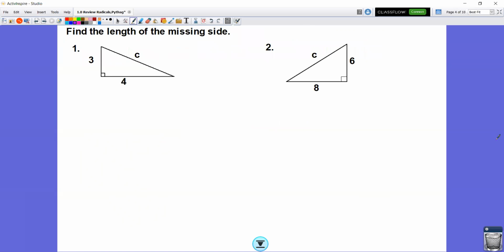Okay, so make sure that you're paying attention. We're not always going to be looking for the hypotenuse, which is the longest side of the triangle. That's right here, side C. But in these 2 examples, we are. So just make sure we're setting it up right. I always say, let's write the formula first. A squared plus B squared equals C squared.